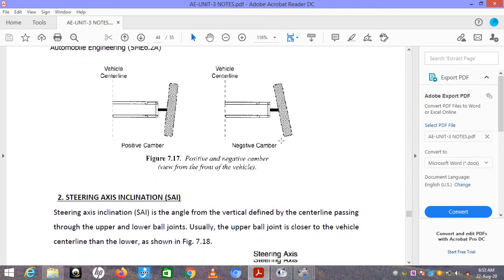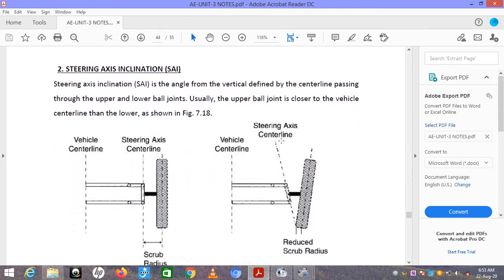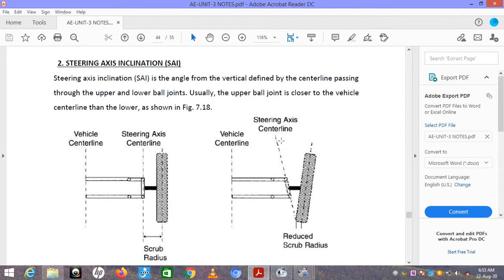Our next parameter is steering axis inclination. The steering axis inclination is the angle from the vertical defined by the center line passing through the upper and lower ball joints. Usually the upper ball joint is closer to the vehicle center line than the lower. So in the figure we can see this is the wheel axle and this is the steering axis center line like this, and this is the wheel axis. Okay, so this distance is called the scrub radius. After that the steering axis center line.